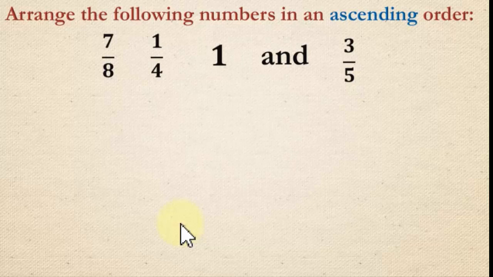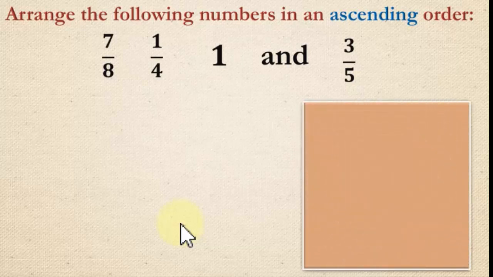Before we arrange, you must remember that 1 over 4 equals 0.25, 1 over 8 equals 0.125, and 1 over 5 equals 0.2.